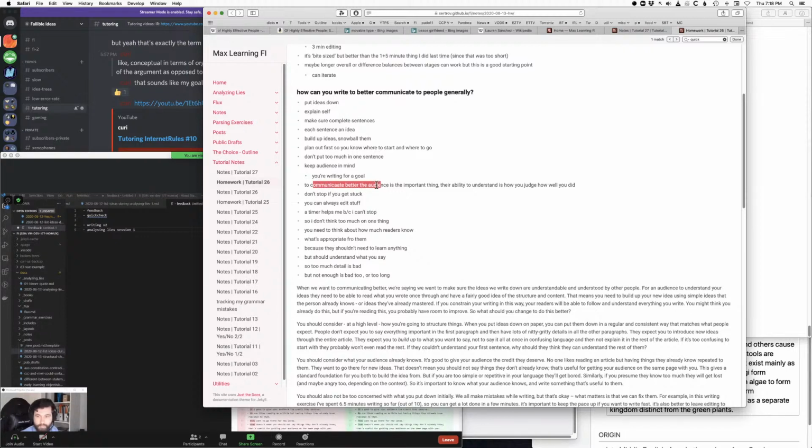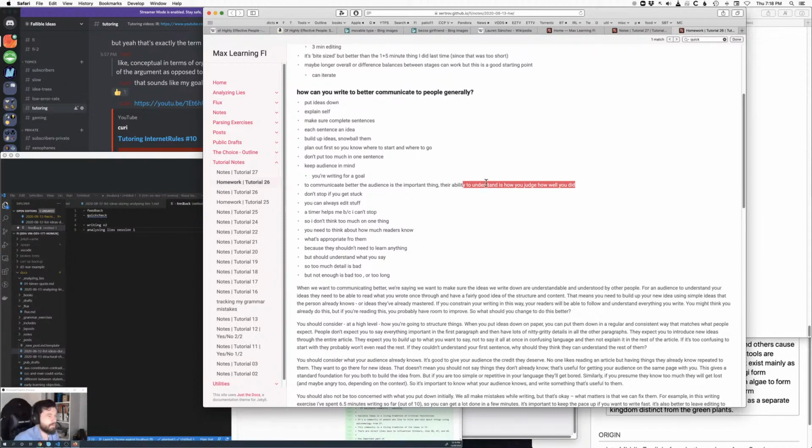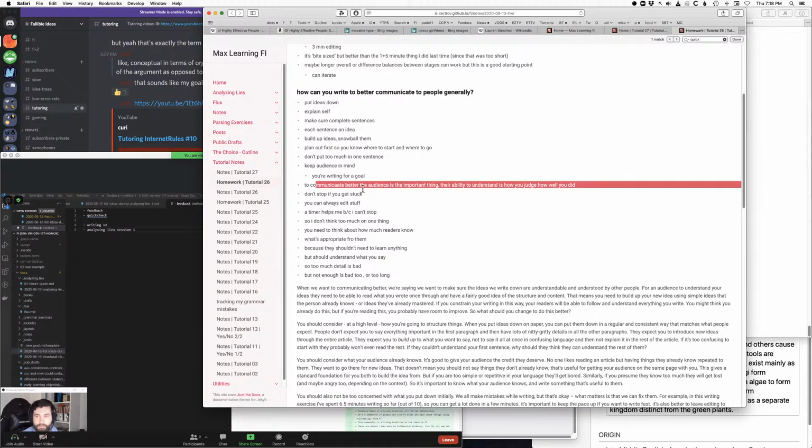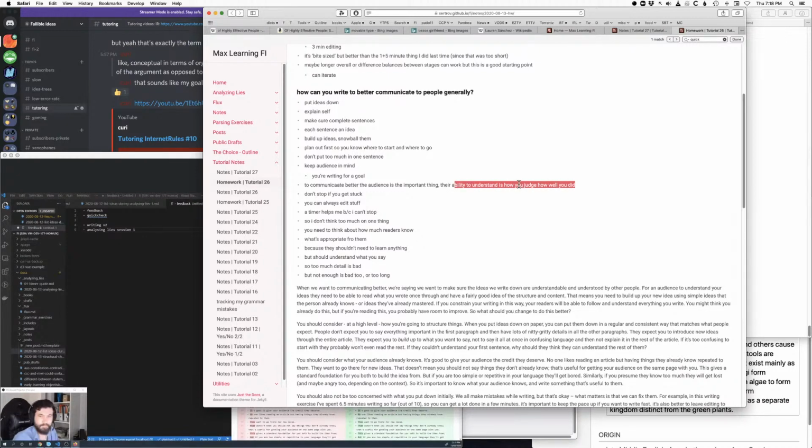To communicate about it, there's some sort of typo here, it's a little confusing. I really understand how you judged how well you did. With the notes, I deliberately didn't fix typos and stuff because there's only 2 minutes, so I was just focusing on getting as much out of my head as possible. Yeah, that's fine. I don't know exactly what it meant, but okay, their ability to understand is how you judge how well you did.